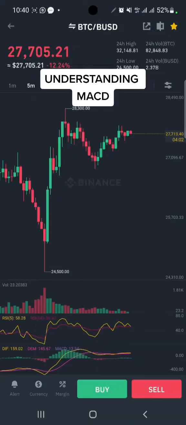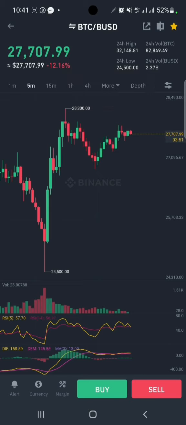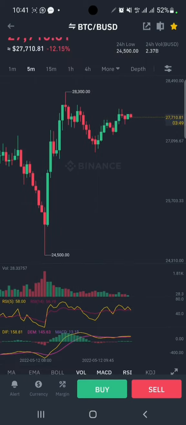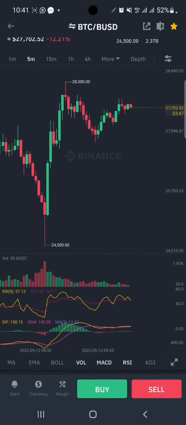Hey guys, all right, so let's continue with the chart. Yesterday we talked about setting up your RSI and all that, and now let's talk about MACD. The MACD is an interesting indicator because it gives you a visual display. It's telling you what to do based on the moving averages.